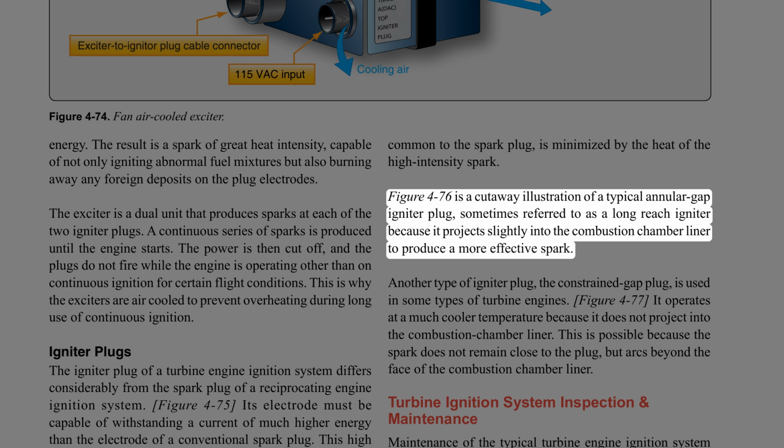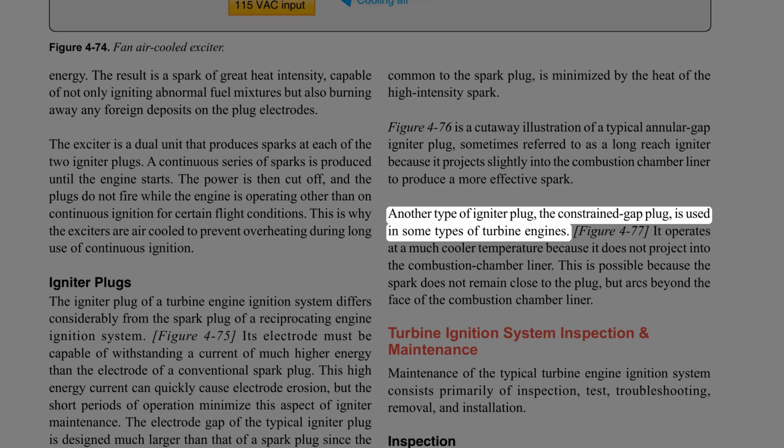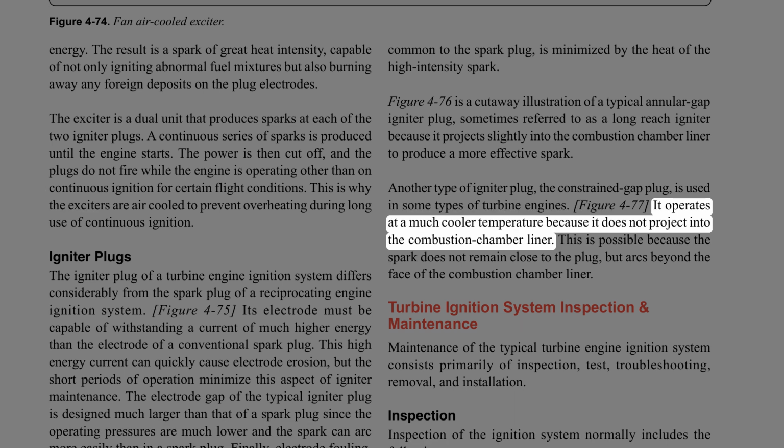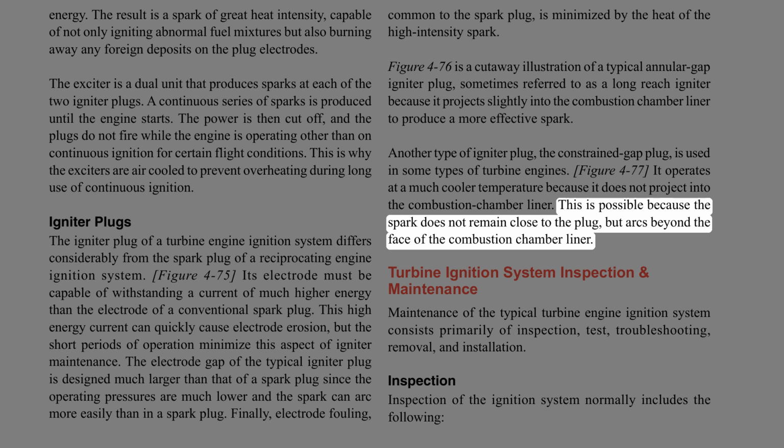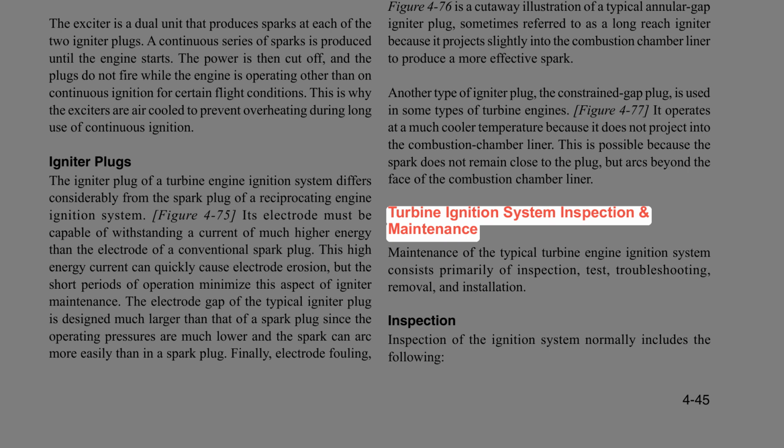Figure 4-76 is a cutaway illustration of a typical annular gap igniter plug, sometimes referred to as a long-reach igniter because it projects slightly into the combustion chamber liner to produce a more effective spark. Another type of igniter plug, the constrained gap plug, is used in some types of turbine engines. It operates at a much cooler temperature because it does not project into the combustion chamber liner. This is possible because the spark does not remain close to the plug, but arcs beyond the face of the combustion chamber liner.